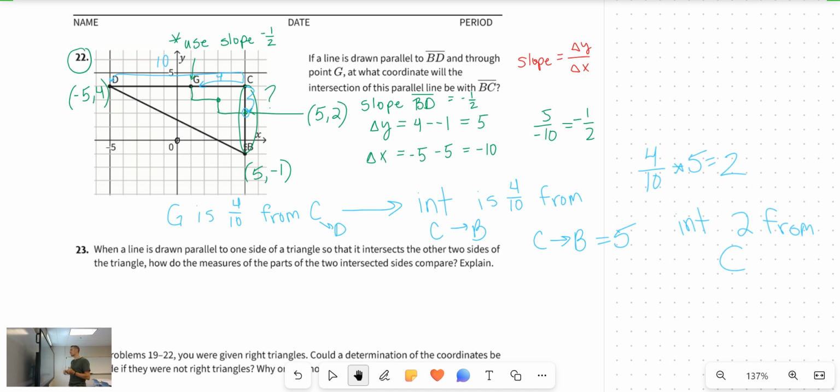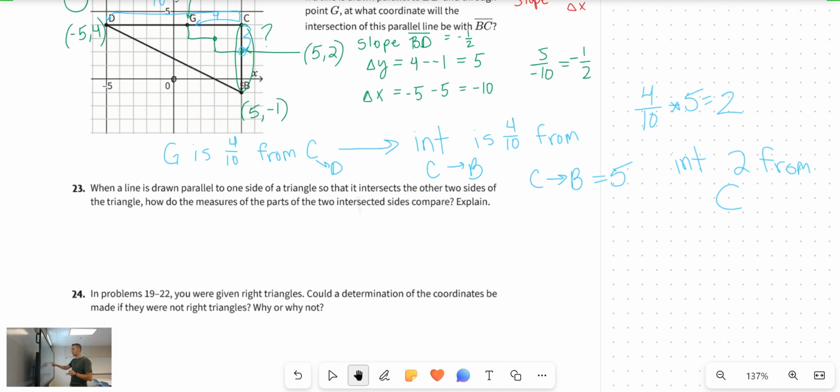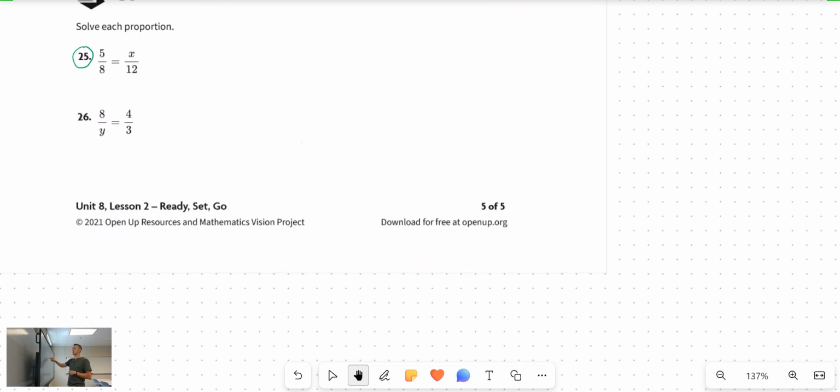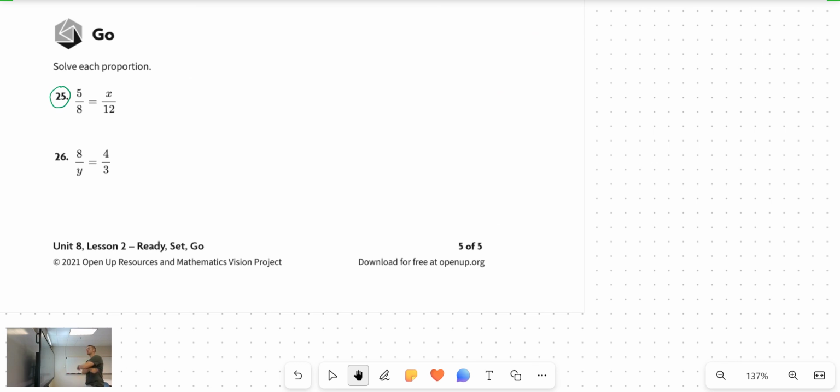Definitely more straightforward to go with the first route, but you can do it either way. All right, and finally, solving proportions now. So we have to solve each proportion. So 5/8 is equal to some unknown value divided by 12.